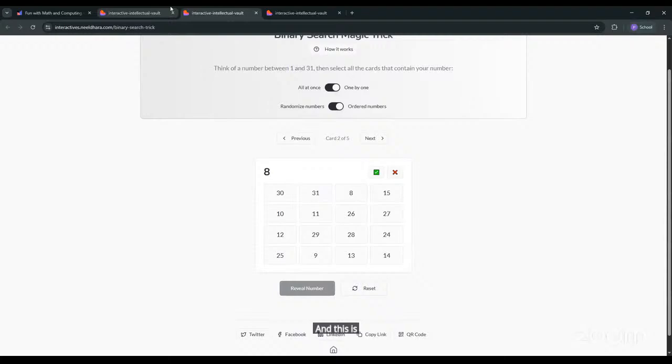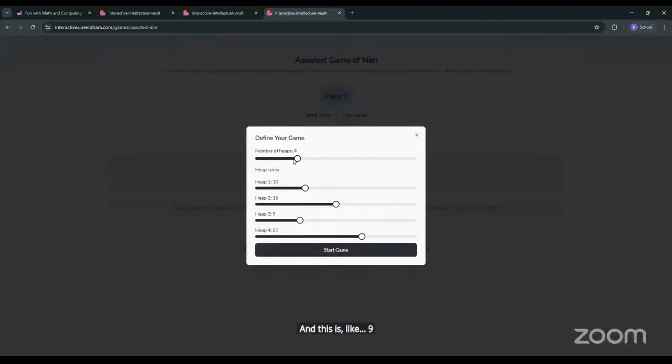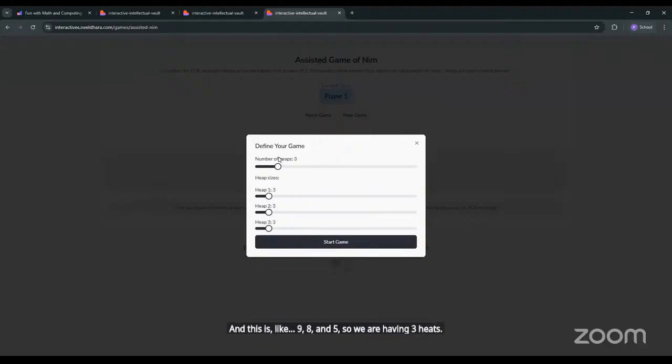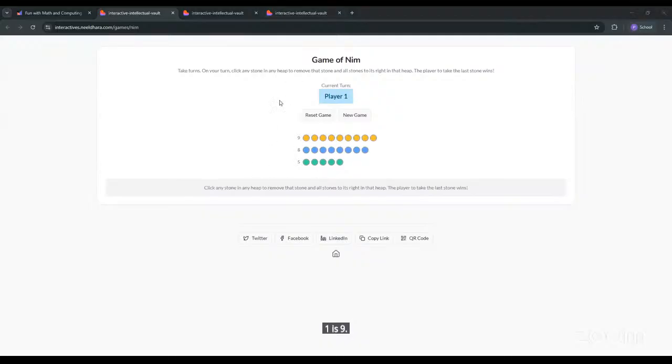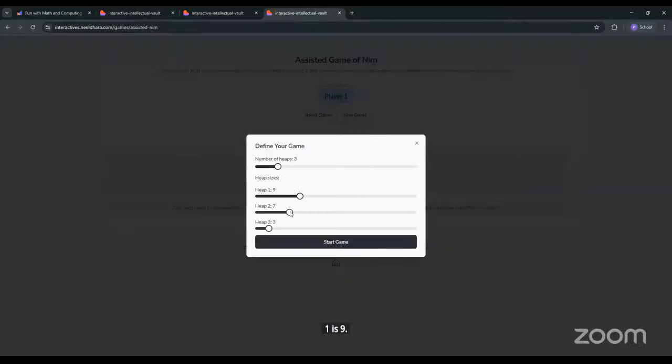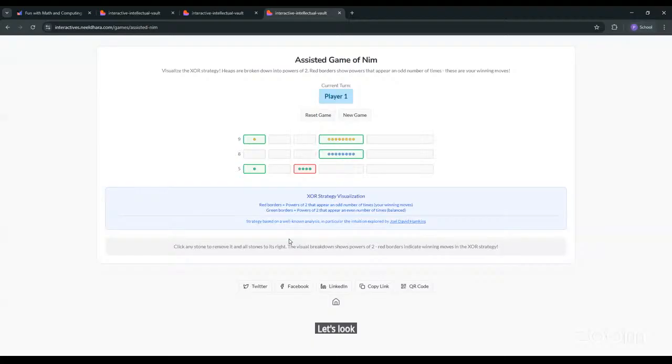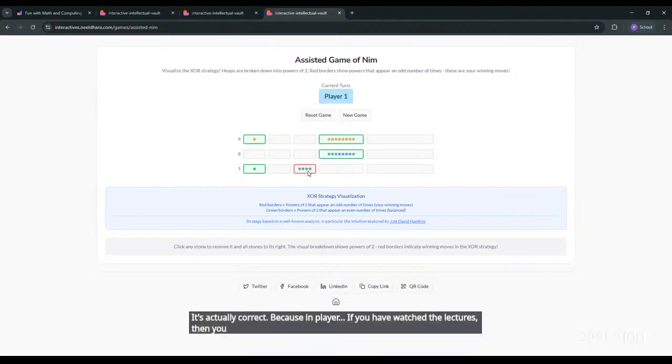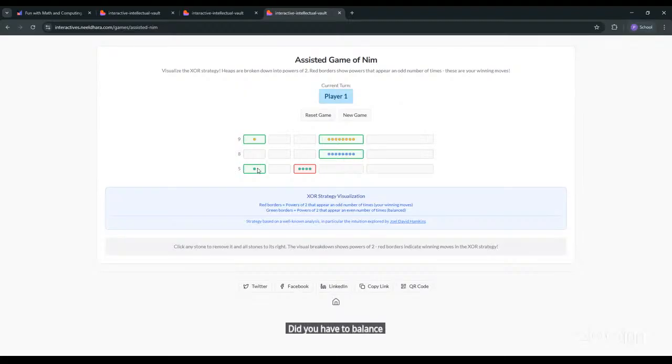This is for 9, 8, and 5. So we have three heaps: 9, 8, and 5. Whoever said player 2 is wrong, and whoever said player 1 is actually correct. If you have watched the lectures, you will get it instantly. You have to balance out all the binary sums.